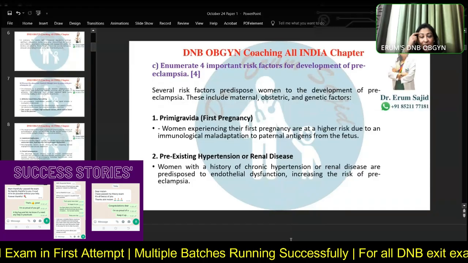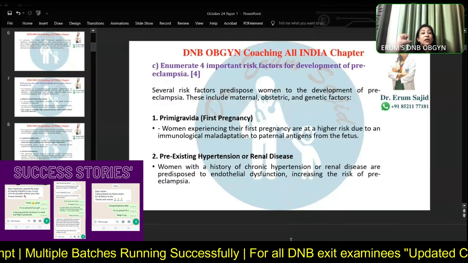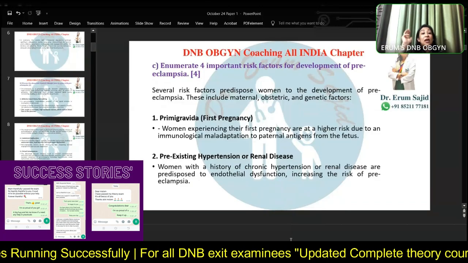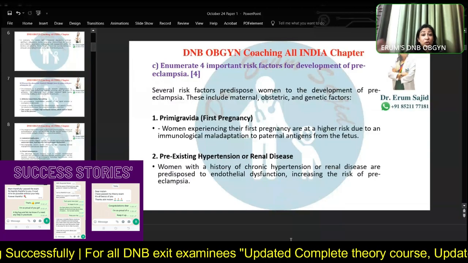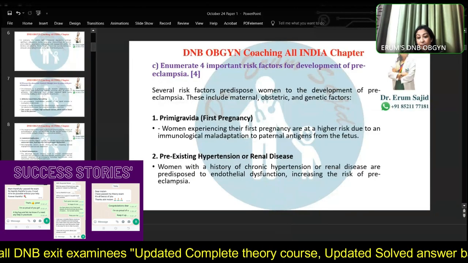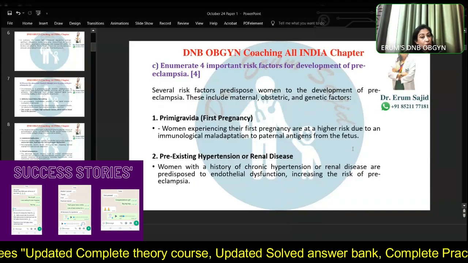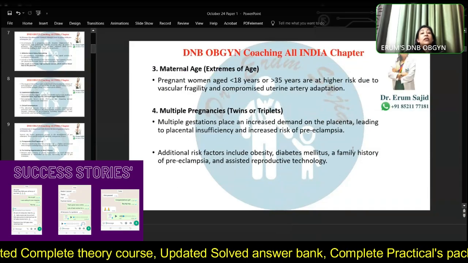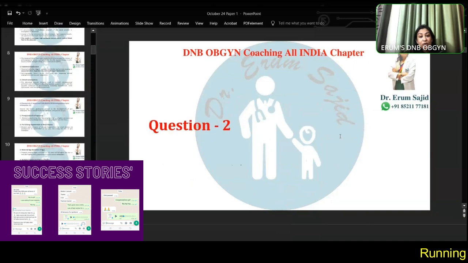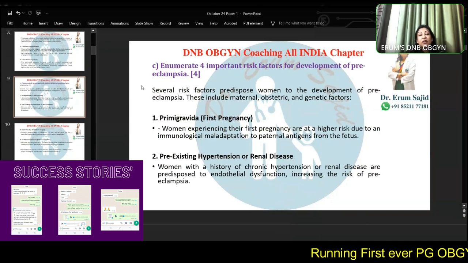The high risk factors are the ones: patient having SLE, patient having previous history of chronic kidney disease, previous history of preeclampsia, chronic hypertension. All these are risk factors. Okay, all of you have written very well. Great. Gestosis score is one of the scorings, and also extremes of age, and multiple pregnancies, correct. So these are a few of the important risk factors for the development of preeclampsia.